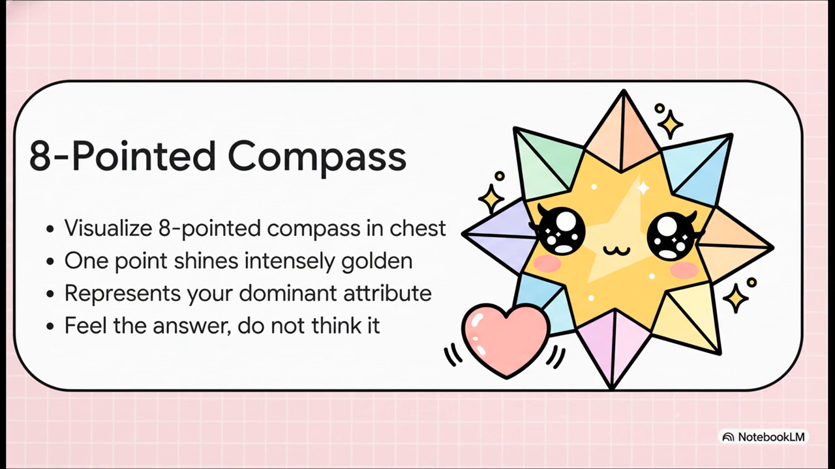Step 4 is a visualization called the 8-pointed compass. You visualize a crystal compass resting inside your chest. You're instructed to just observe it until one of those 8 points starts shining with an intense golden light, way brighter than the others. The manual says this is your answer, and it really emphasizes that you need to feel it intuitively without overthinking it at all.